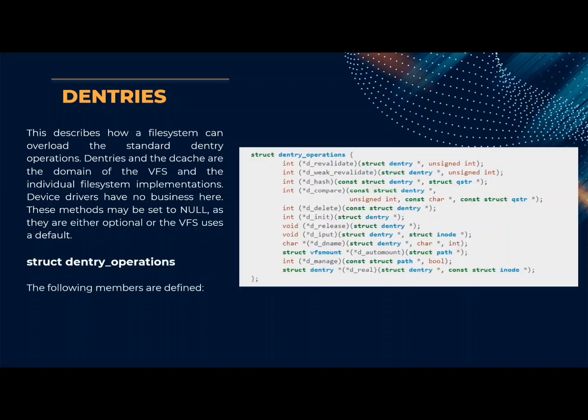Now, this describes how a file system can override the standard dentry operations. The dentries and the dcache are the domain of the VFS and the individual file system implementations. Device drivers have no business here. These methods may be set to null as they are either optional or the VFS uses a default. As you can see, just like the superblock, but this time it uses struct dentry_operations. The following members are defined. As you can see what it can do under dentry operations.